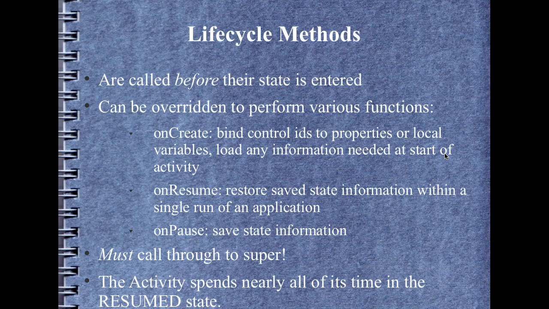So these lifecycle methods that we just discussed, OnCreate and so forth, are called before the corresponding state is entered. We can override these, and we should override these, to perform various functions. OnCreate is a great place, it's the canonical place, let's say, to bind control IDs to properties or local variables, or however we want to handle that, and load up any information needed at the start of the activity, or set properties in our activity class itself, or do all that kind of startup stuff.